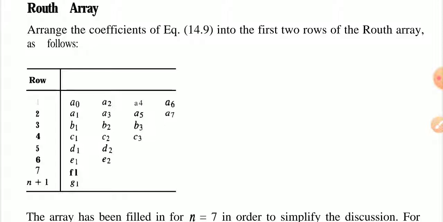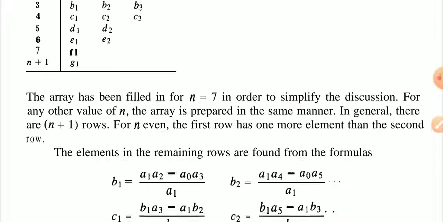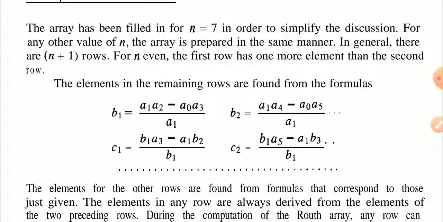Okay, in the first two rows of the Routh array, first you have to look column wise. The array has been filled in up to the n is equal to 7 term; n is equal to 7 rows, 7 terms are given.